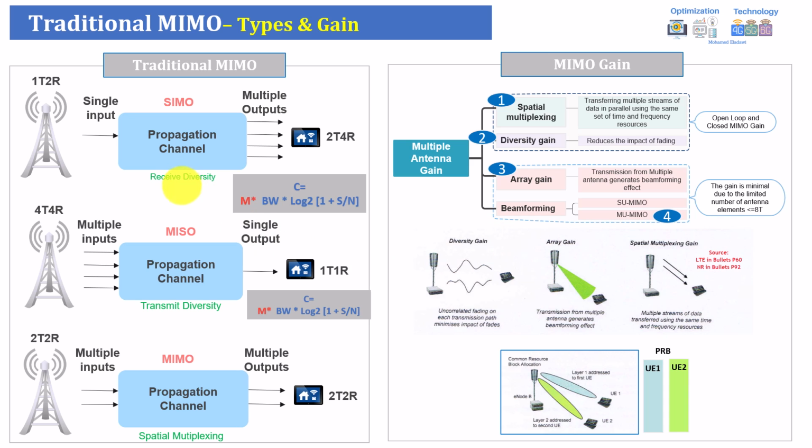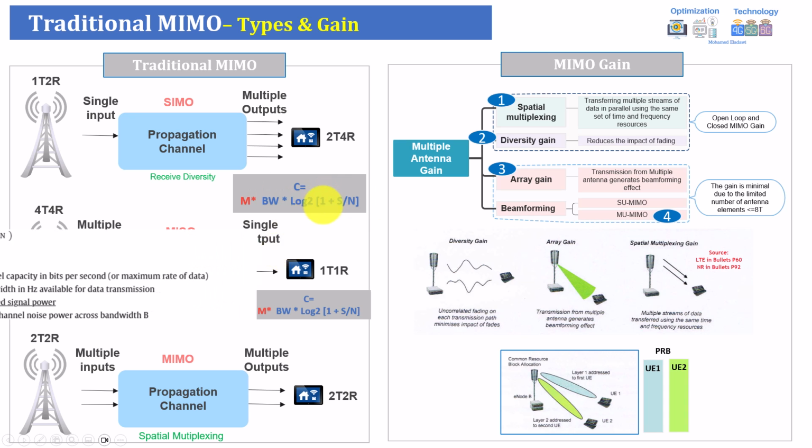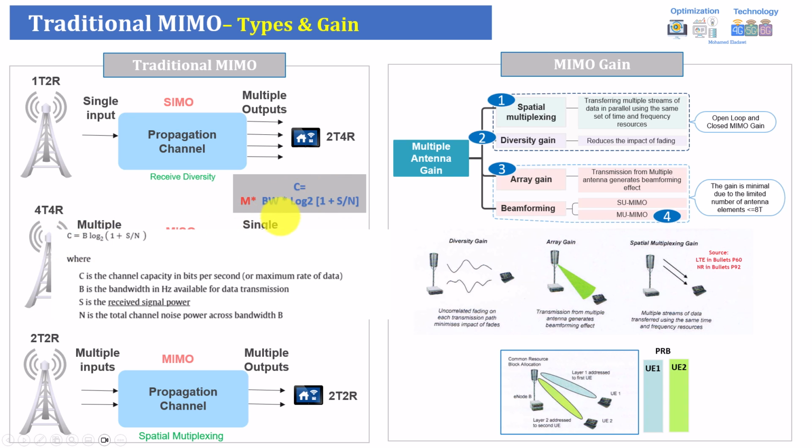The first part I would like to start with is receive diversity. First of all, this is trying to improve, as you know, the channel capacity theory, which, if you remember, is C equals B multiplied by log2 of (1 plus SNR), where C refers to the channel capacity in bits per second, or the maximum data rate in general. Then B is the bandwidth in hertz available for data transmission. Then you have the received signal over the interference and noise power across the bandwidth in general.